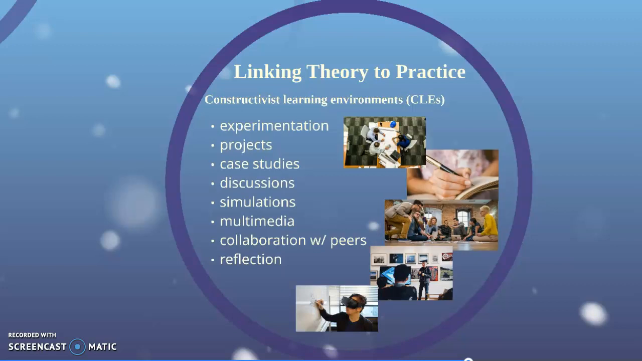The next would be projects, something else we've done in this class. We're going to be doing our final group projects here shortly. Case studies is another great way to show that application piece. Discussions, we obviously do this a lot in this course with our discussion boards. Simulations are a great way to do a simulated environment, including multimedia is another one. And then, as noted earlier, collaboration with peers is another great example of how to incorporate a constructivist theory into the classroom. And lastly, reflection. Reflection is always important for learners to understand how they might apply new information going forward.